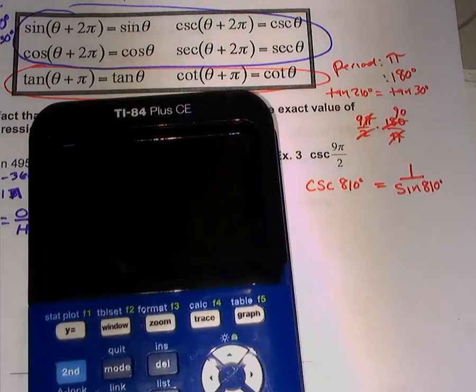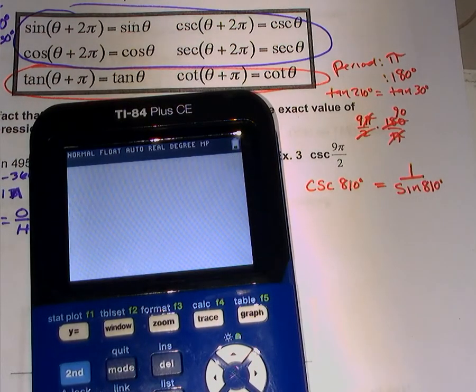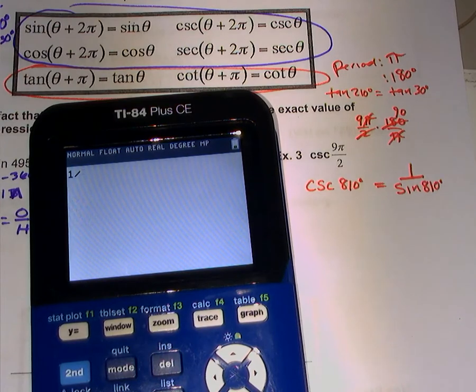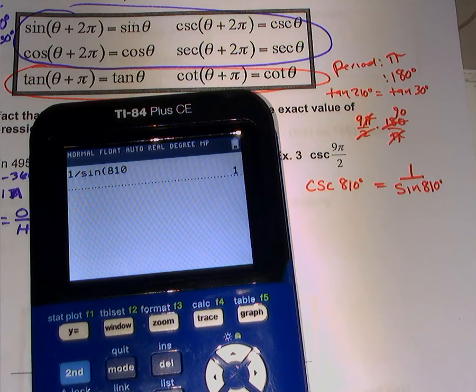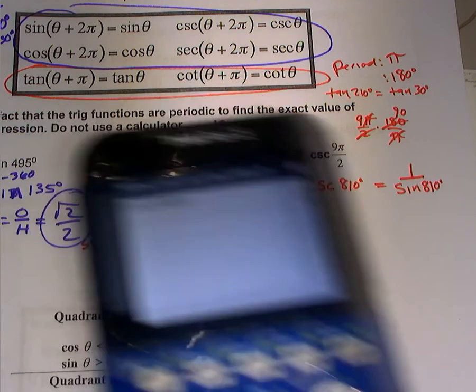So just for fun, what do we get when we do that? Good job, Meg. I got 1 divided by sine of 810. And I should get 1 when I'm all said and done. So the final answer is 1. Well, how do we do that by hand?